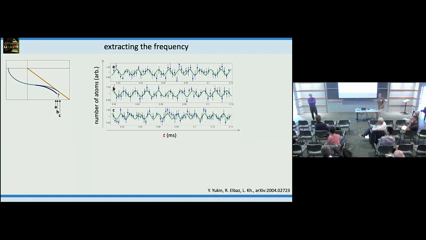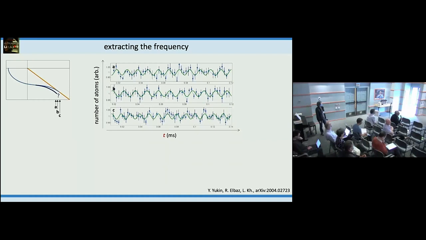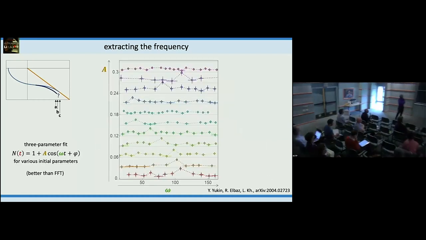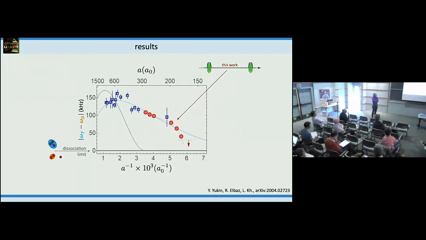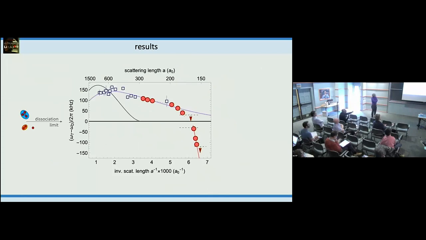Lev, could you show your last transparency, where you see the trimer passing the atom-dimer threshold? Yes. Could this be related to the part below the atom-dimer threshold, to the virtual state of the trimer? Well, this guy sits just there.